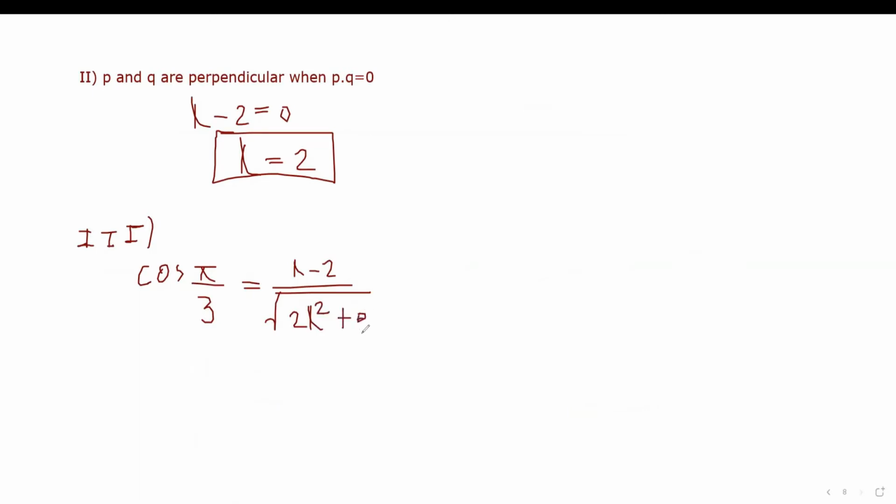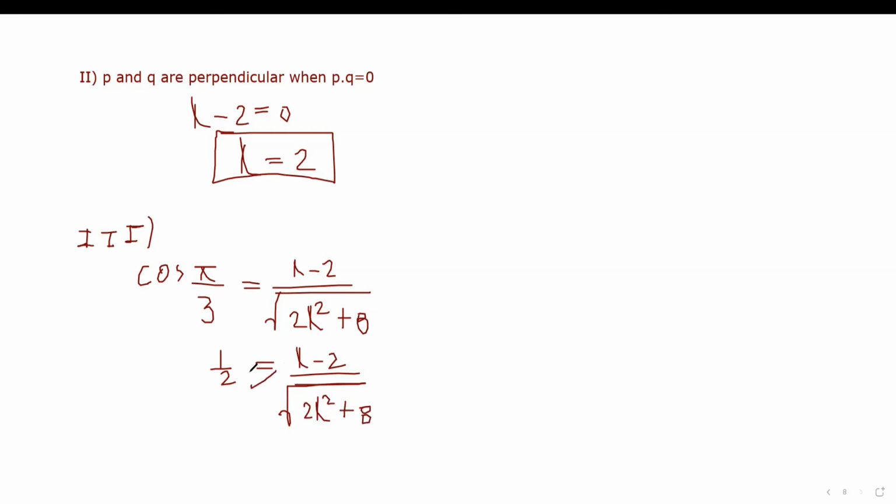Now the cos of pi by 3 is cos of 60. I think the cos of 60 is a half. All right, you can verify for me. I think that's a half. So we have a half is equal to lambda minus 2 over the square root of 2 lambda square plus 8. Then now we can cross multiply, Marika.